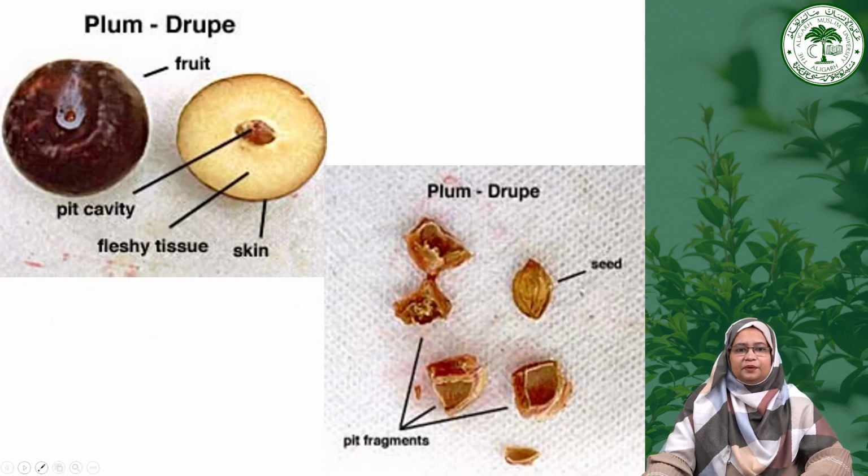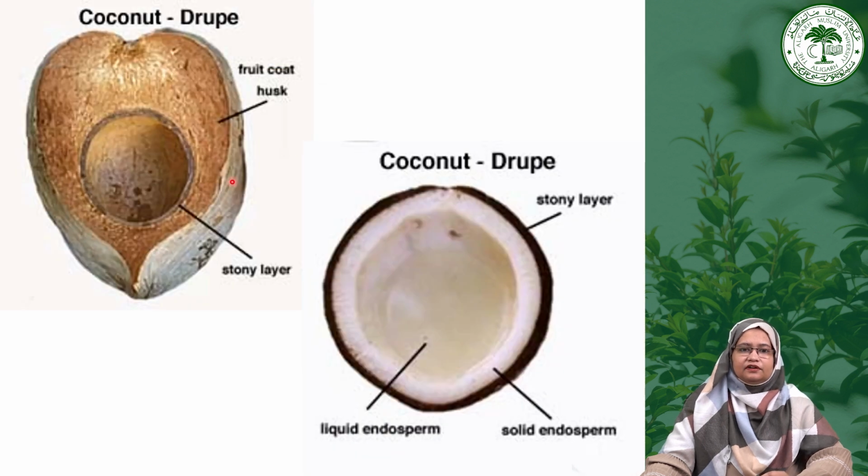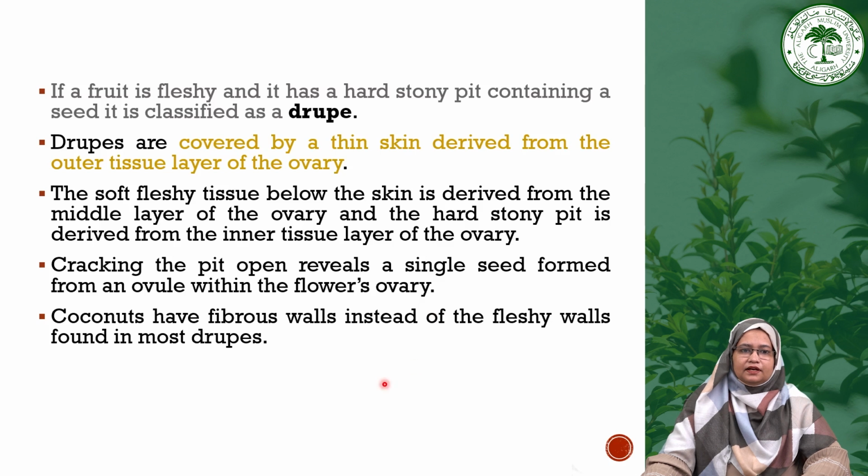The next one is the plum, which is also an example of a drupe in the category of fleshy fruits. As you can see, it also has a thin covering, then a hard endocarp, and then the fleshy mesocarp which will be eaten. Coconut is also a drupe fruit. As you can see here, this is the inner stony layer, this is the fibrous husk, and it has a liquid endosperm. This is a kind of drupe fruit.